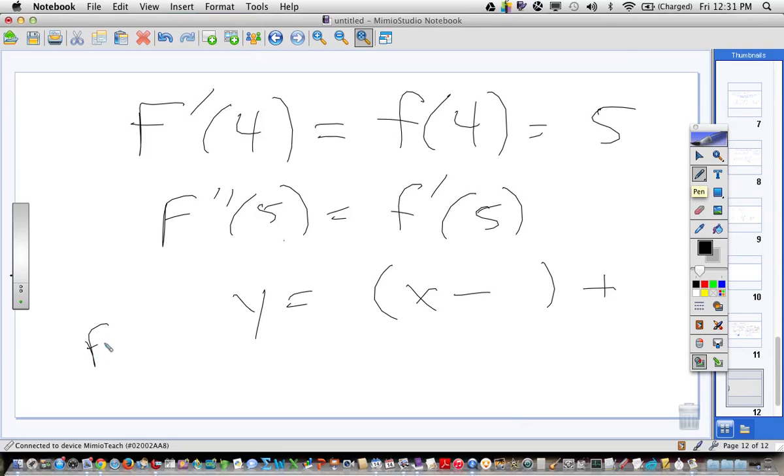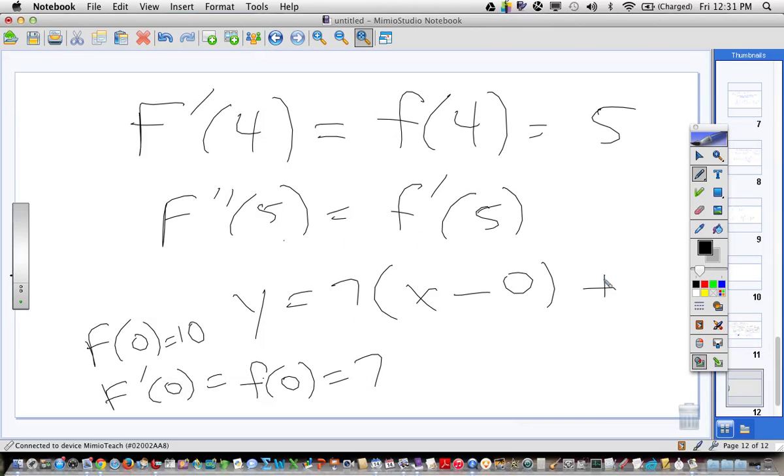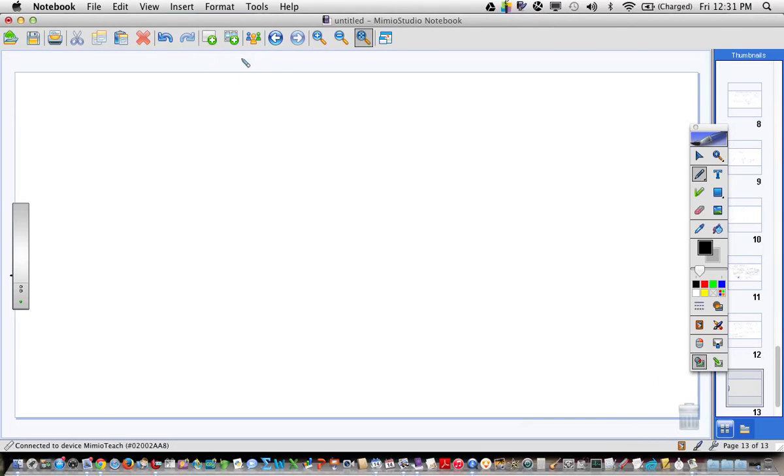Now, we need a point, which they already told us f of 0 is 10, and we need the slope. So that'd be big F prime of 0. Well, what's big F prime of 0? Because big F prime is the same as little f. So big F prime of 0 is the same as little f of 0. So we just read that right off the graph. So that is 7, put in the 0, put in the 10, and away you go. Okay? This was my favorite question of the whole thing.